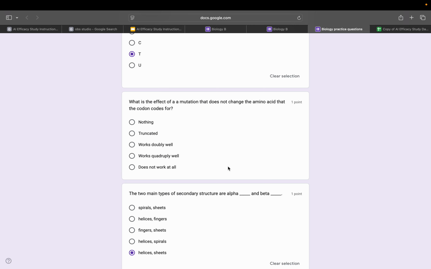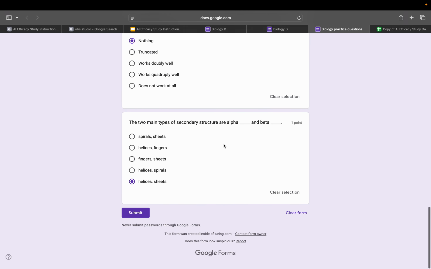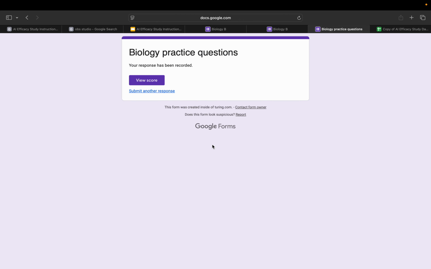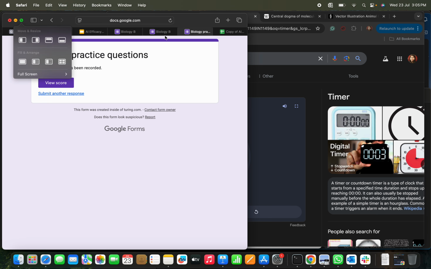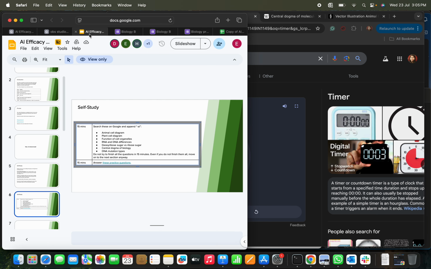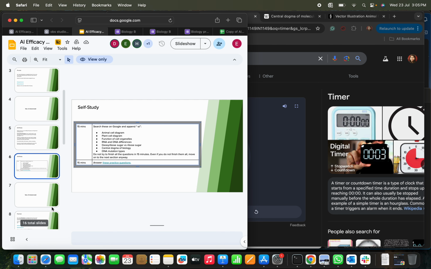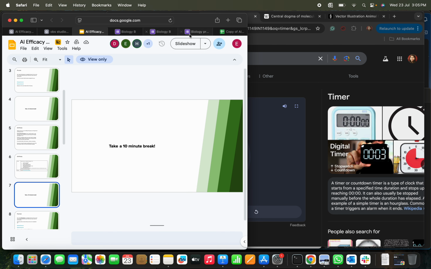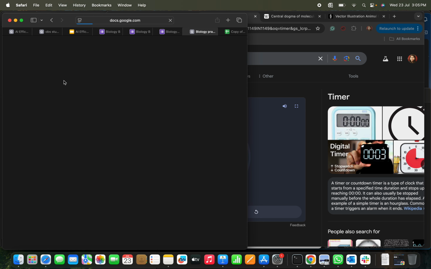What is the effect of a mutation that does not change the amino acid that the codon codes for? If the amino acid is not changed, I'll go with nothing. So yeah, so I have to space practice questions. I have done that. Should I look? Okay, I still want to look for my score, so I'll just go.